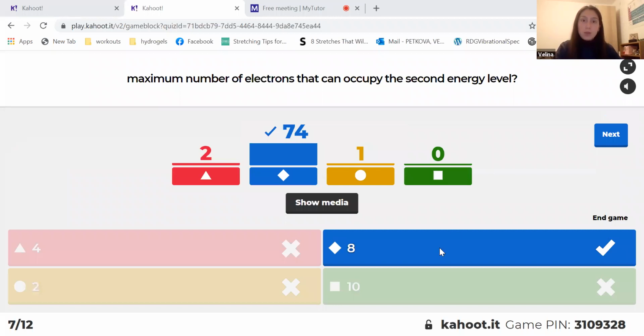Okay, so yeah, it was 8. 2 is in the first shell, 8 is in the second and third and beyond. And yeah, it's never 4, okay? Well done to everyone.